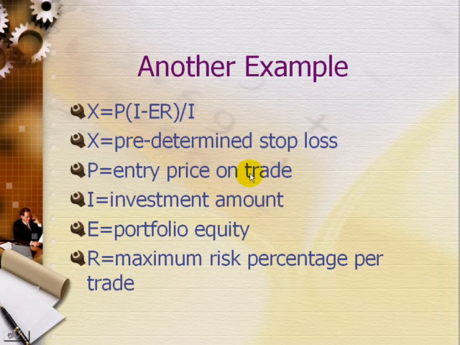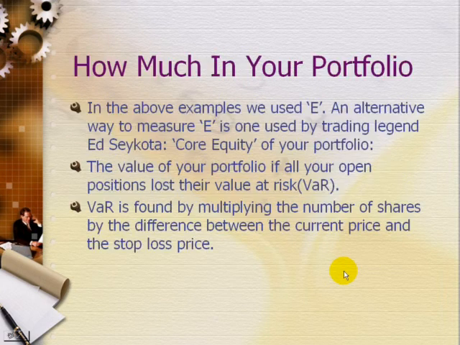Okay, what does this mean? In the above examples, we used E. That is equity, by the way, the total capital that we have. It's £100,000 or $100,000, doesn't matter which. An alternative way to measure E is one used by trading legend Ed Seykota. And he uses core equity. In other words, instead of working out what's my total equity, what's the total amount of capital I have, £100,000, I only want to lose, say, 1% of that.